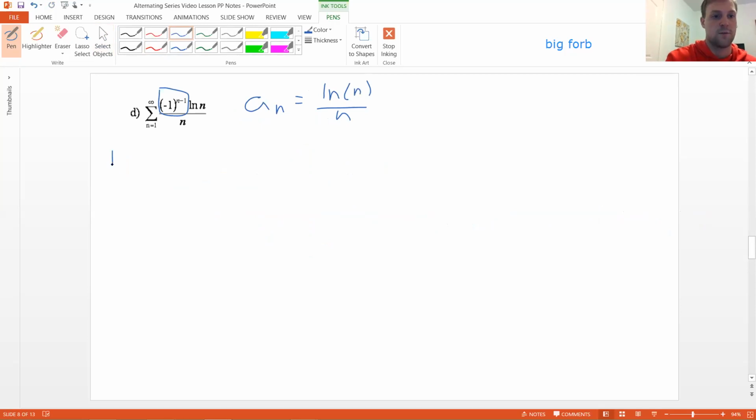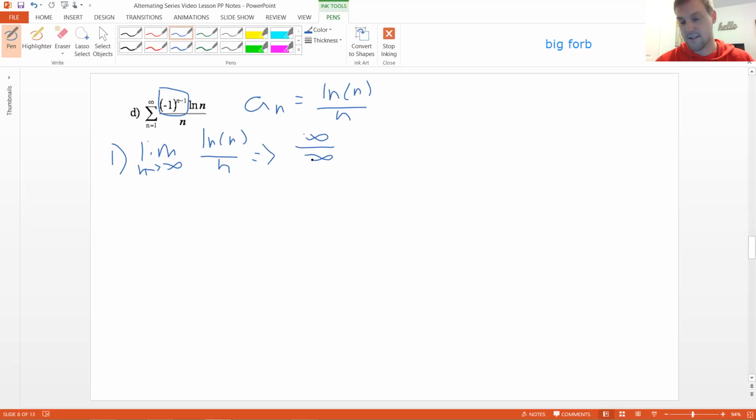I like doing the first step for this one. If I do the test for divergence, I do the limit as n approaches infinity of ln of n over n. Taking that limit is kind of weird. If I plug infinity into ln, it's going to approach infinity. If I plug infinity in for n, it's going to be infinity.